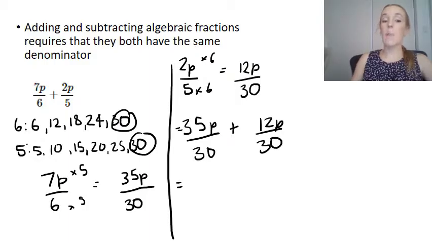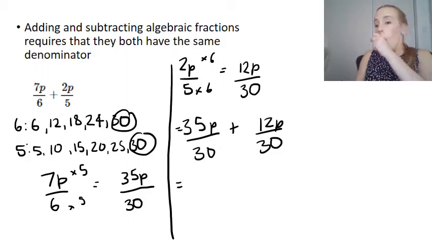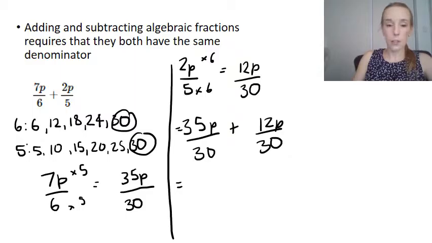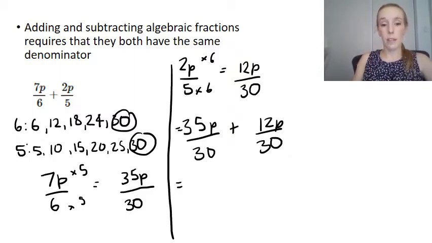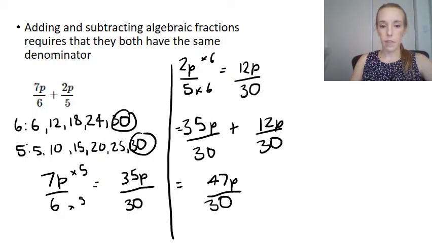Now, this time we actually do have like terms in our numerator, so we can add them together. So we can do 35p plus 12p. So 35 plus 12 is going to give me 47. 47p over 30. It's that simple.